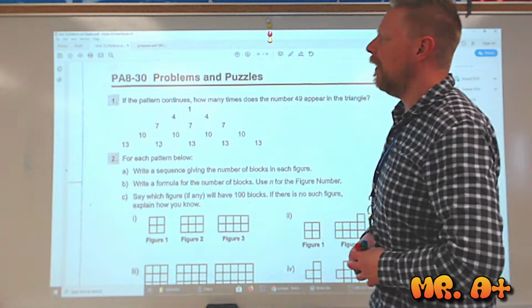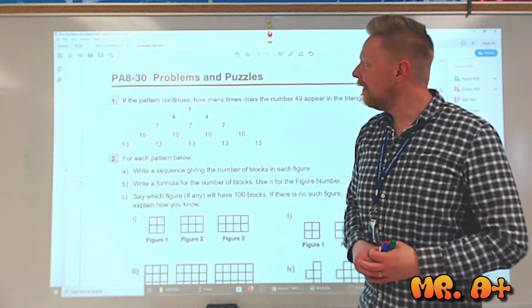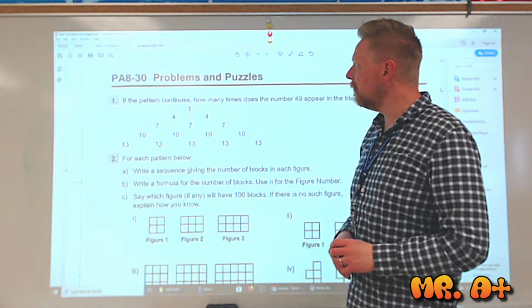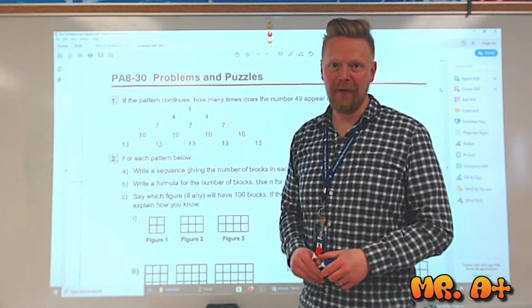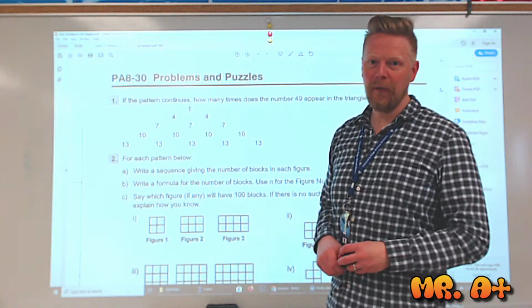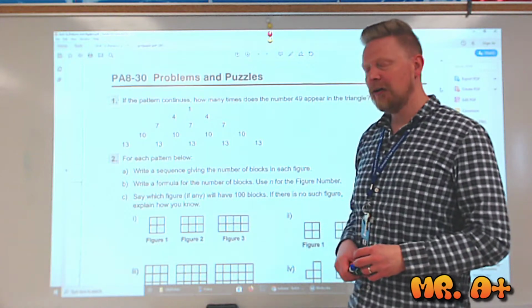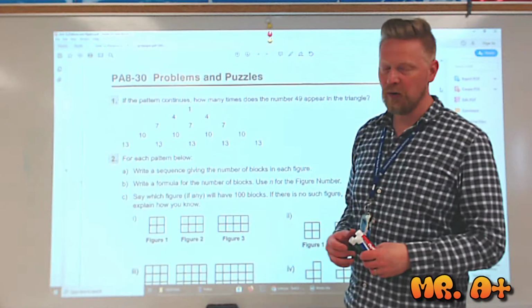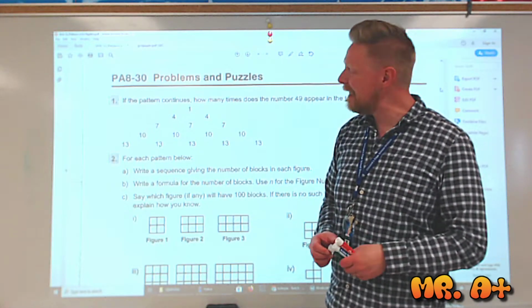All right, let's do our last math lesson for the week. This is Patterns in Algebra 8-30, which is problems and puzzles. Now this is the stuff that I find the most fun because you're looking at patterns within problems, within figures, and you're coming up with formulas and then you're solving. So this is actually pretty cool. It's a great mind bender and brain teaser.